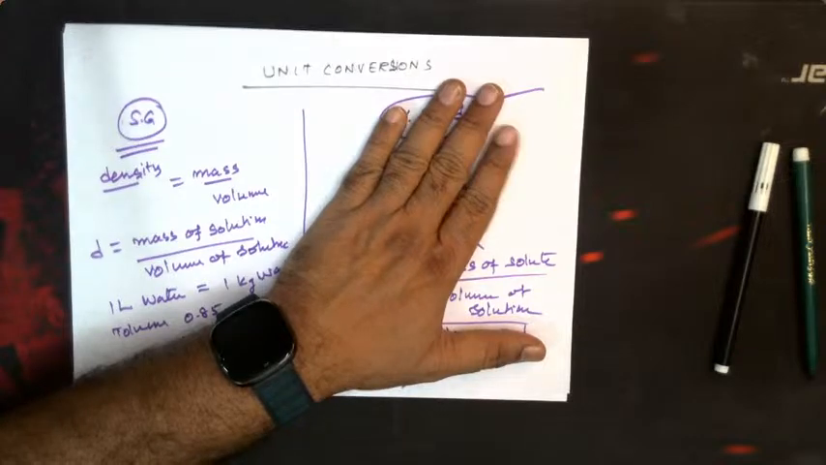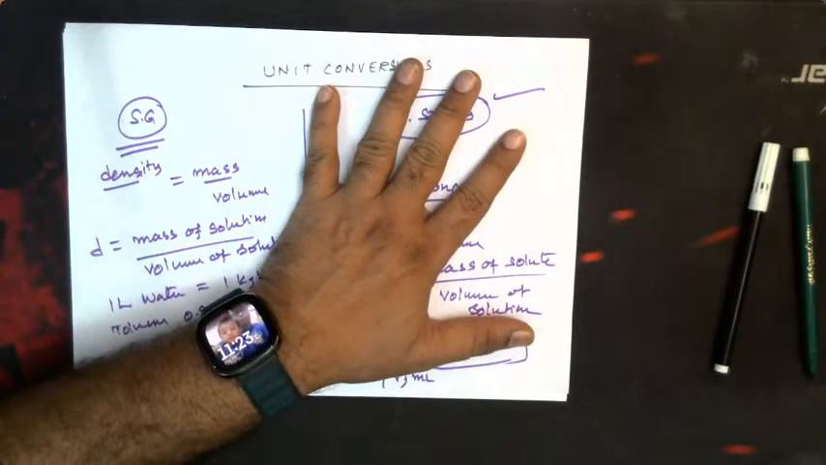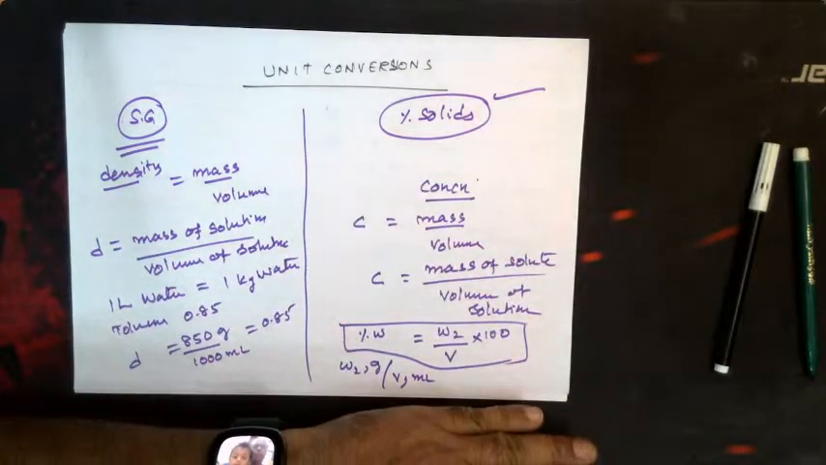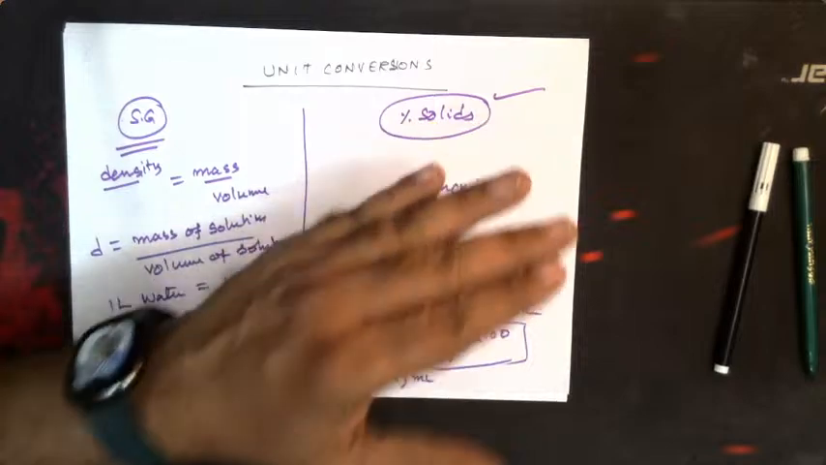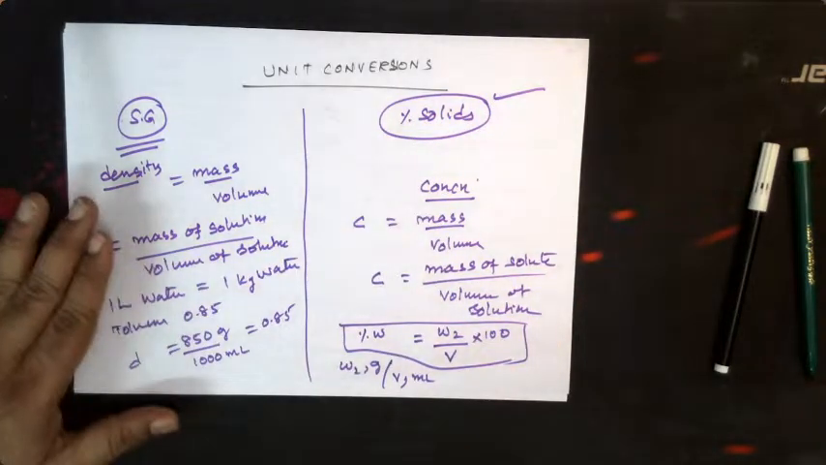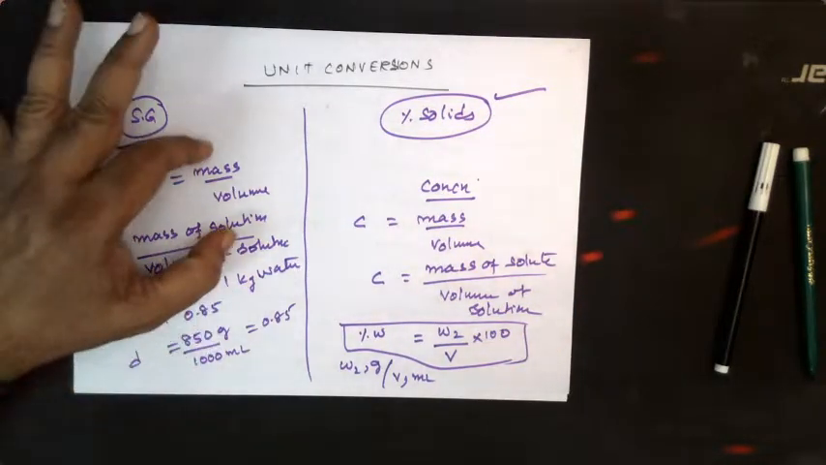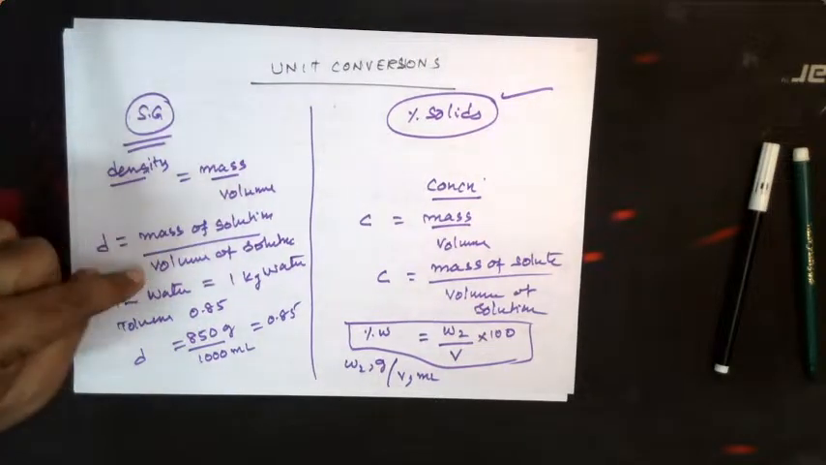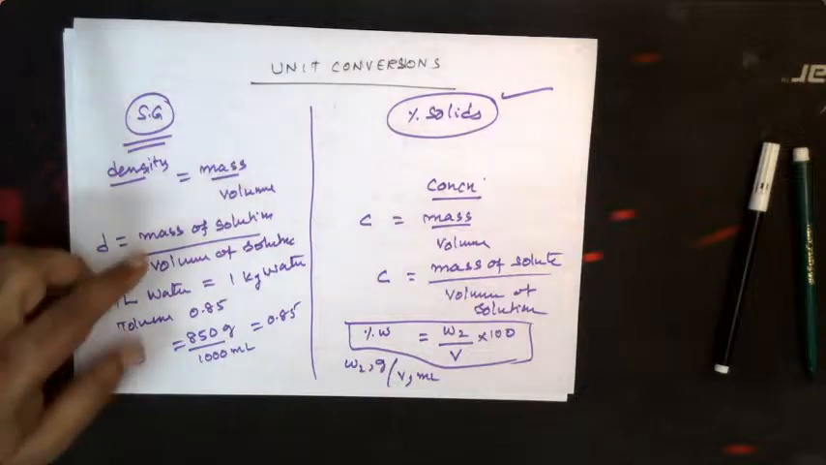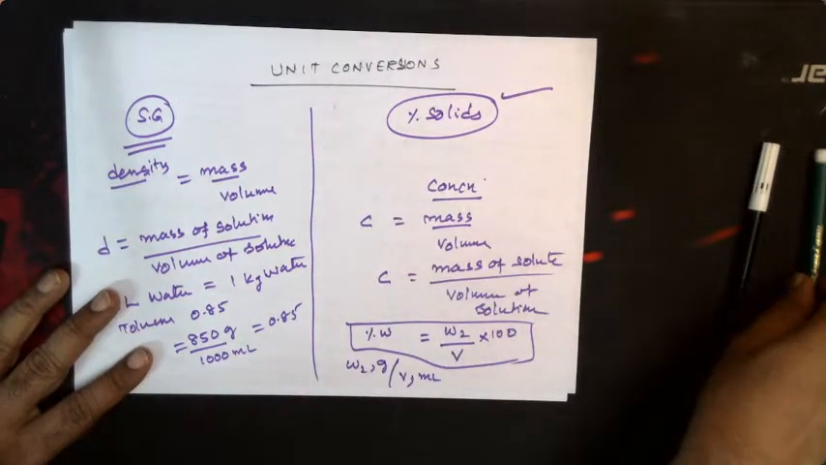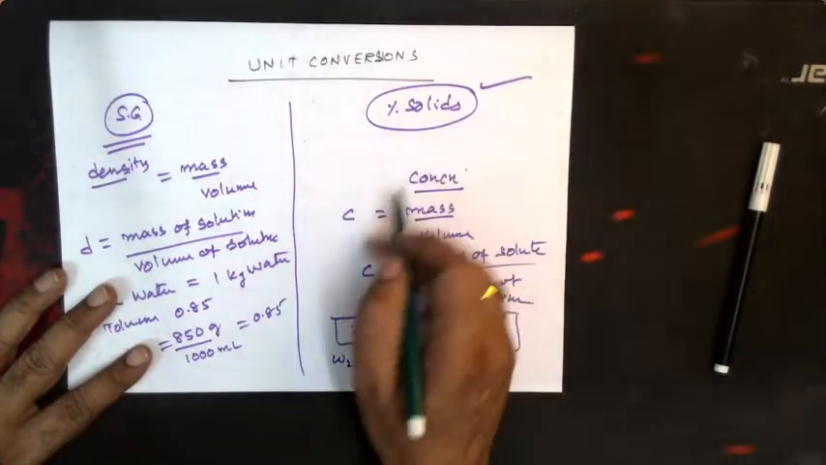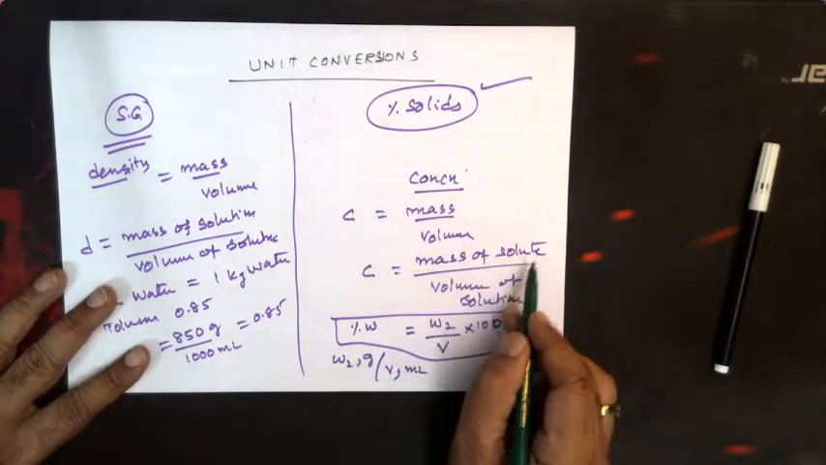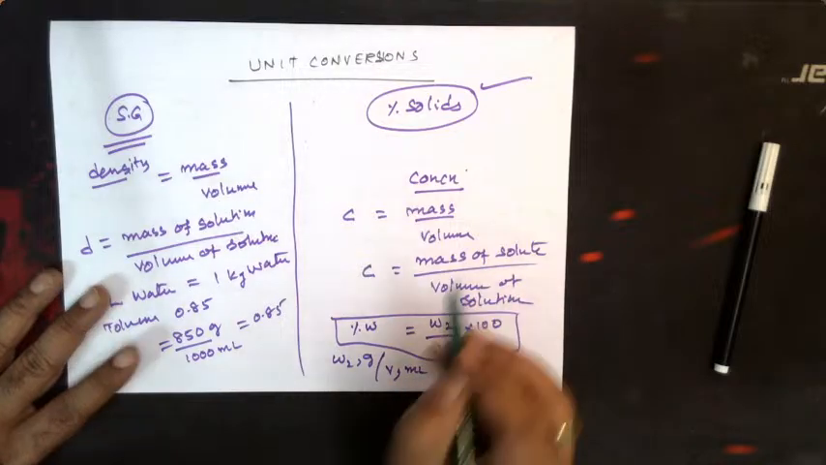Then you may ask me, what makes the difference, and why do I have two different parameters to indicate mass by volume? No, these two are totally different. Remember, when I say density, it is the ratio between the mass of the solution and the volume of the solution as a whole. Whereas percentage solid in this case, that is concentration, means mass of the solute divided by volume of the solution. That is very important.